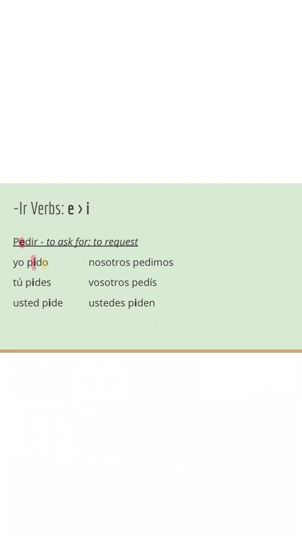If you ask, it becomes tú pides. If you formally ask, it becomes usted pide. Now remember, if we ask, no stem change, friends. Nosotros pedimos. Same thing in Spain, vosotros pedís. And then finally, if you all ask for or request something, it becomes ustedes piden.